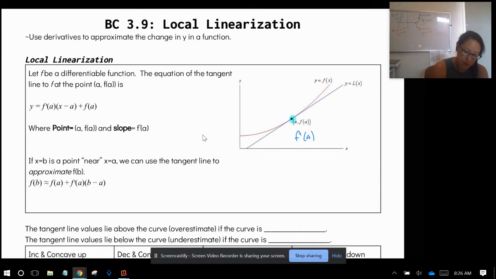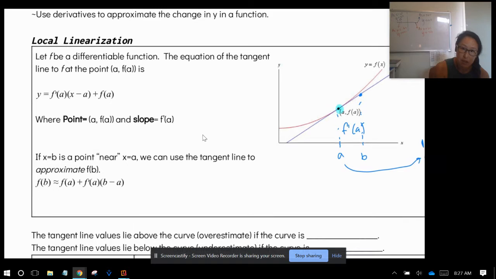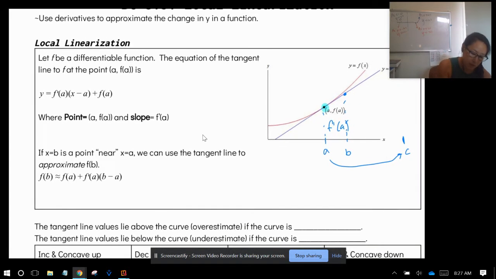So what we'll do is get a tangent line at the point, and then we're going to use that tangent line to approximate some other point, like point B, some point really close to our original point A. If we get too far away from our original point, like point C here, then the approximation gets worse. It's not as accurate.